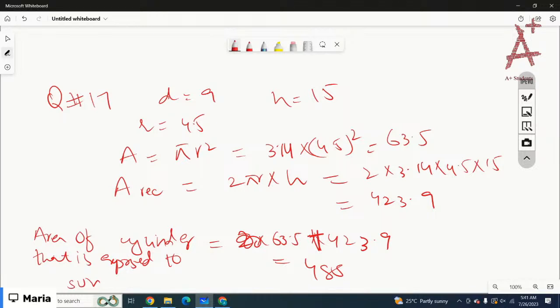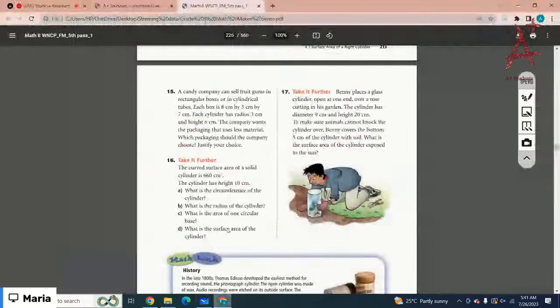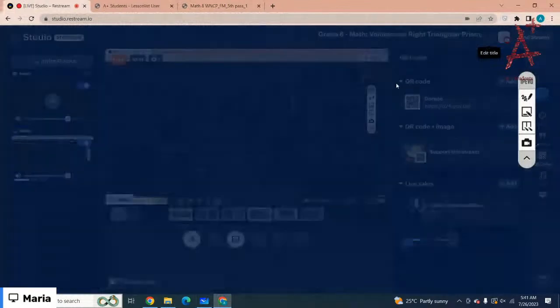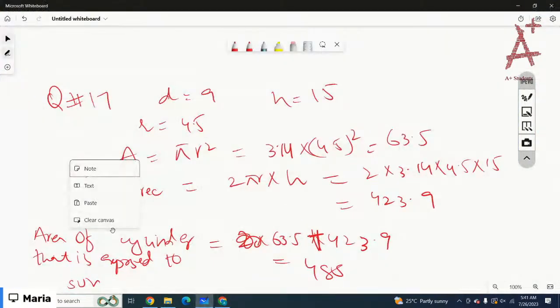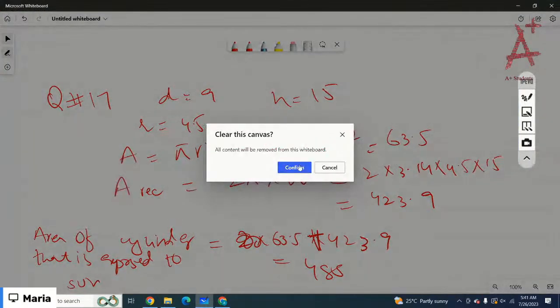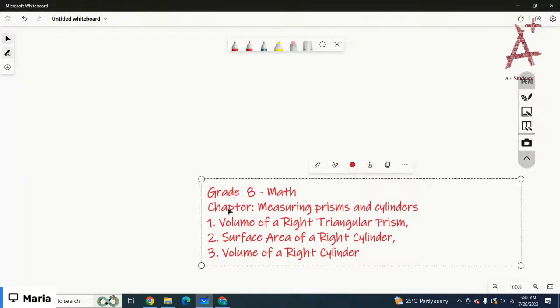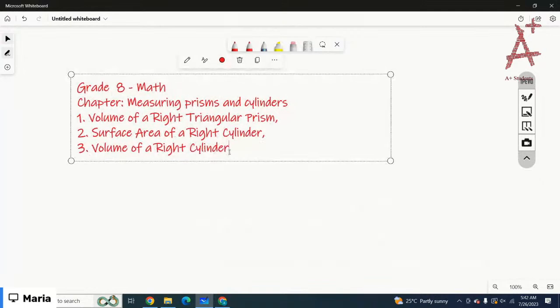Okay, we are done with the lesson. So okay, we are working on chapter 4, that is measuring prisms and cylinders, and the lessons we have covered today are volume of a right triangular prism and surface area of a right cylinder. So please make sure before the next session you complete all the questions for the lessons we did today.